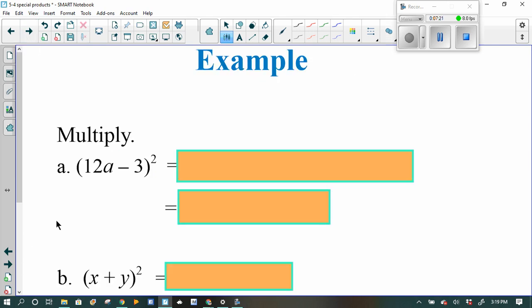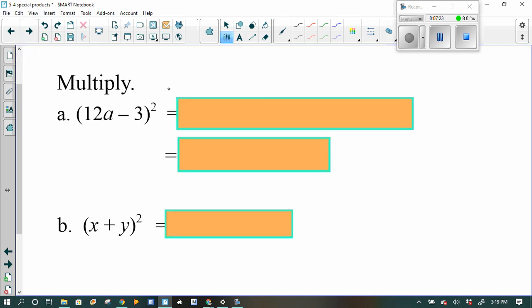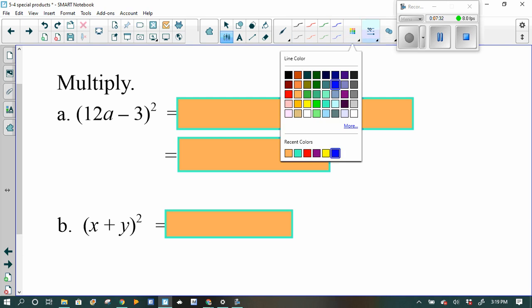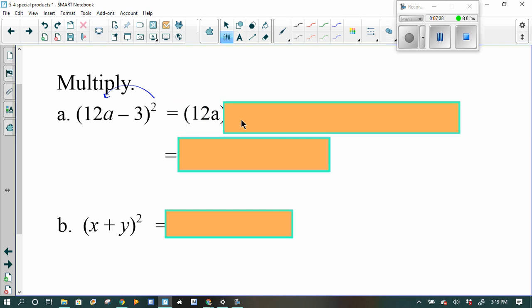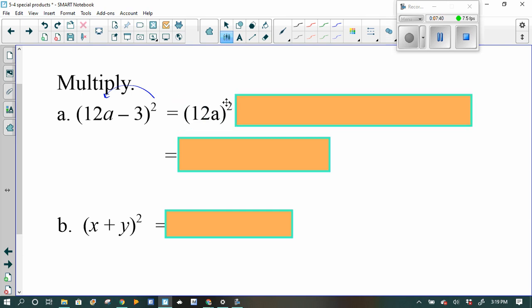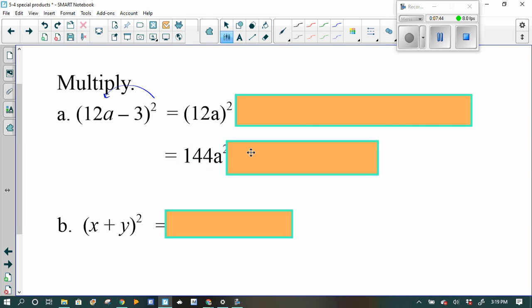All right, so here we go. We got one that's a little bit different. We got (12a − 3) squared. So that means if we do this little short method here, 12a squared. Think about 12a squared. That means you've got a 12 squared and an a squared. So that's 144a squared, right?